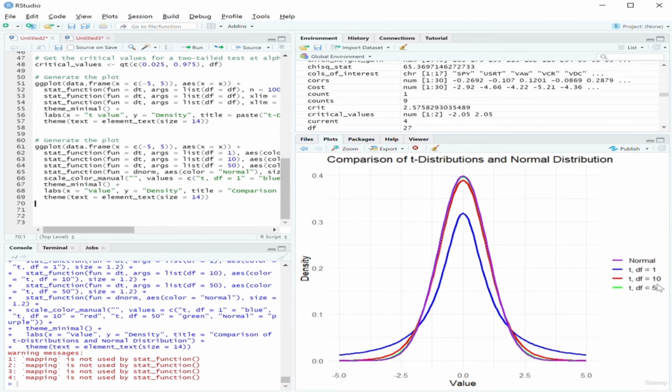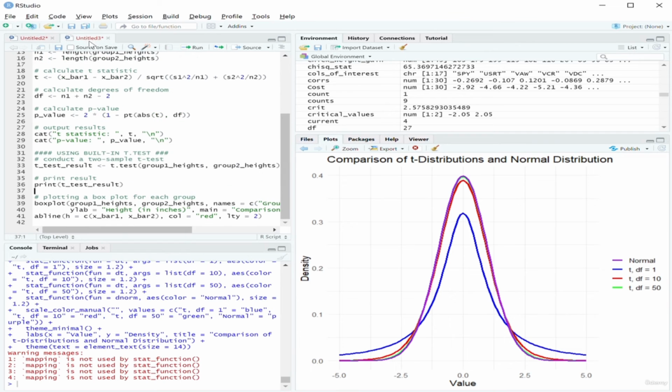And as degrees of freedom goes to 50, you can barely even see the difference between it and the normal distribution. So as our sample size increases, our degrees of freedom gets higher, and the t-distribution starts looking more and more like the standard normal. And so that's how we express our confidence in our larger samples, right? By just converging to a normal distribution.